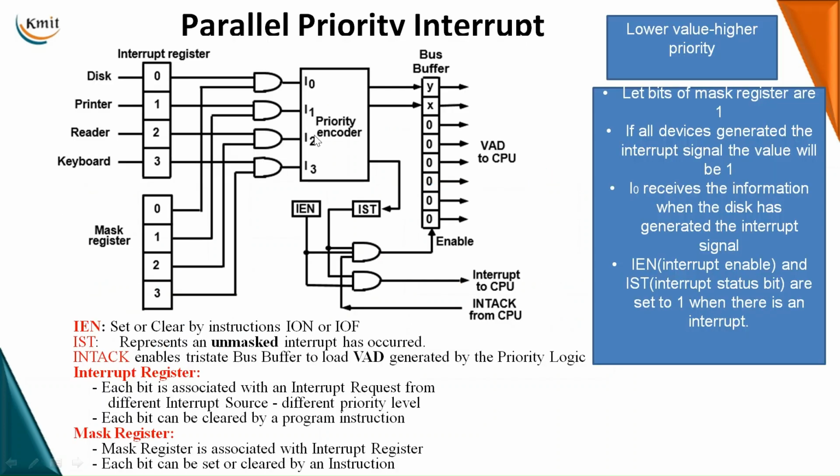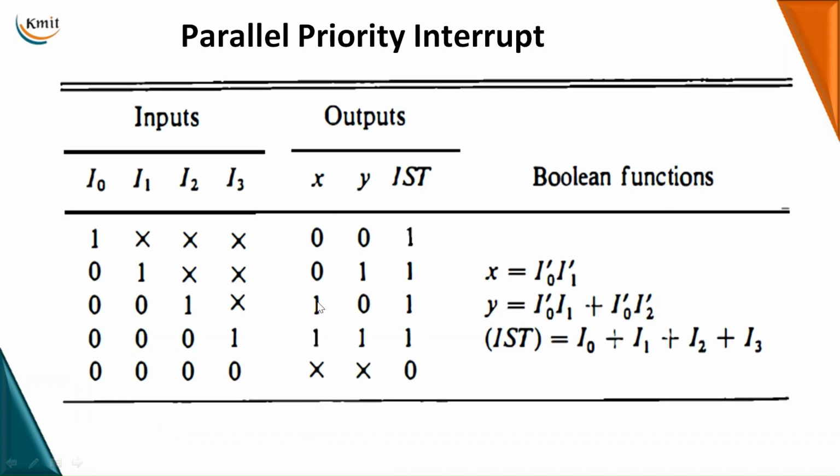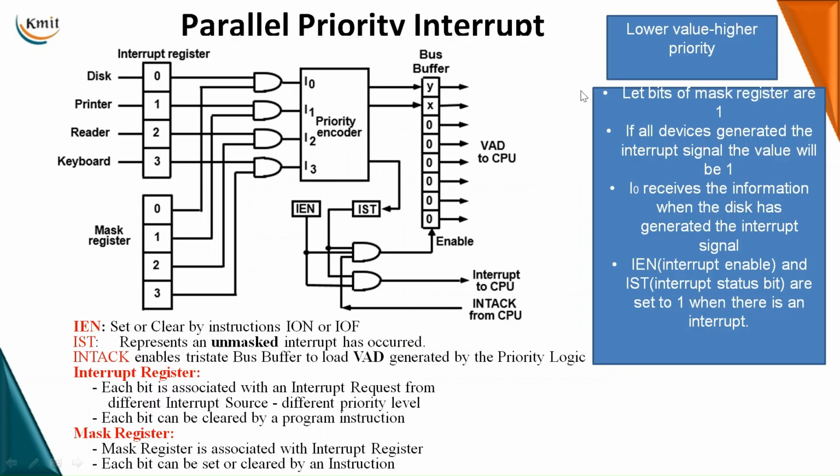So when there is an interrupt from these two, since I1 is a high priority device according to the truth table, this address of x and y, which is nothing but 0, 1, so 01 will be placed onto the bus. So whenever there is an interrupt from any one of the devices, this interrupt IST will be set to 1, provided the interrupt enable is 1. Only when the IEN is 1, the CPU will take the interrupt from the devices.